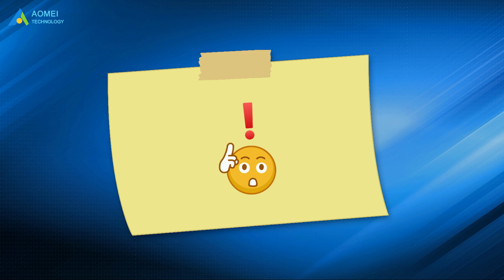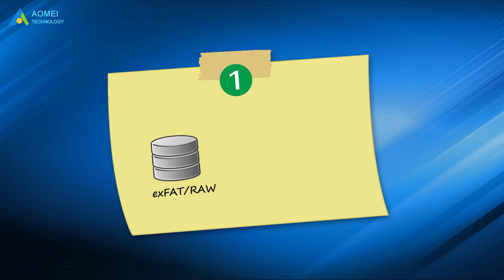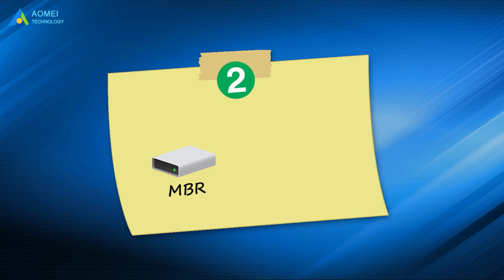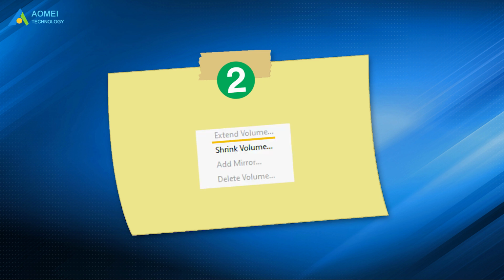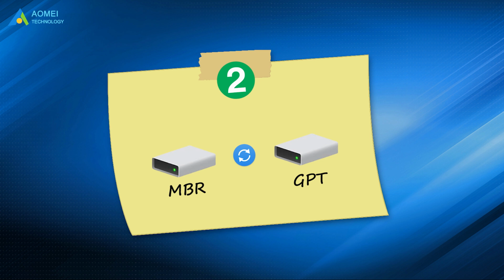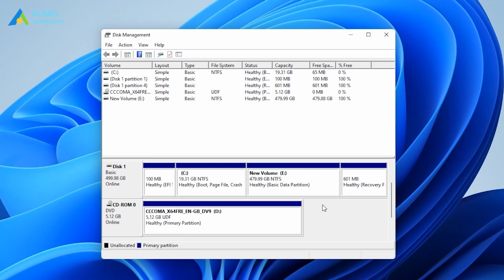But here are some things you need to notice. Number 1. If the partition is formatted with exFAT or ReFS, you need to format it to NTFS. Number 2. MBR disk only supports 2 TB. The space beyond 2 TB will be unallocated and can't be used to extend the existing partition, so Extend Volume is grayed out. You need to convert the disk to a GPT partition table.